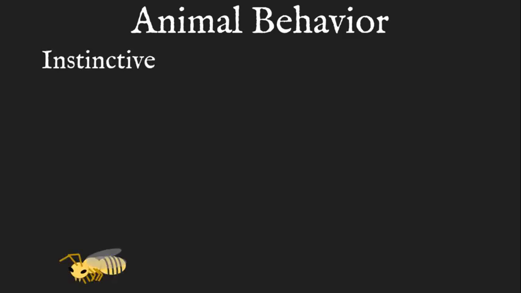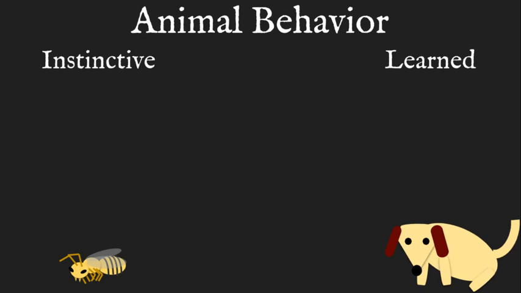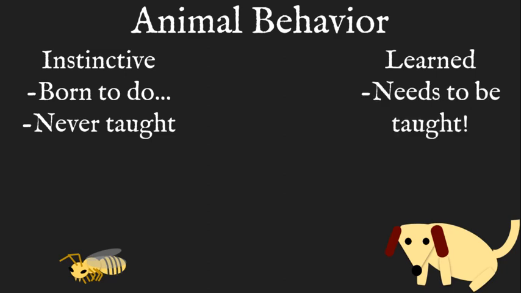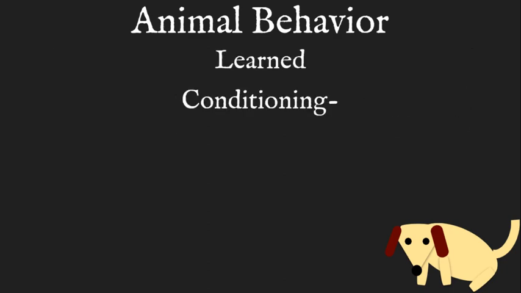Animal behavior may be instinctive or learned. Instinctive behavior is something animals were born to do. They are never taught. Examples would be birds building a nest, or bees going to flowers. They didn't have to go to bird school or bee school to sit down and learn this behavior. They just knew how to do it. Whereas learned behaviors need to be taught.